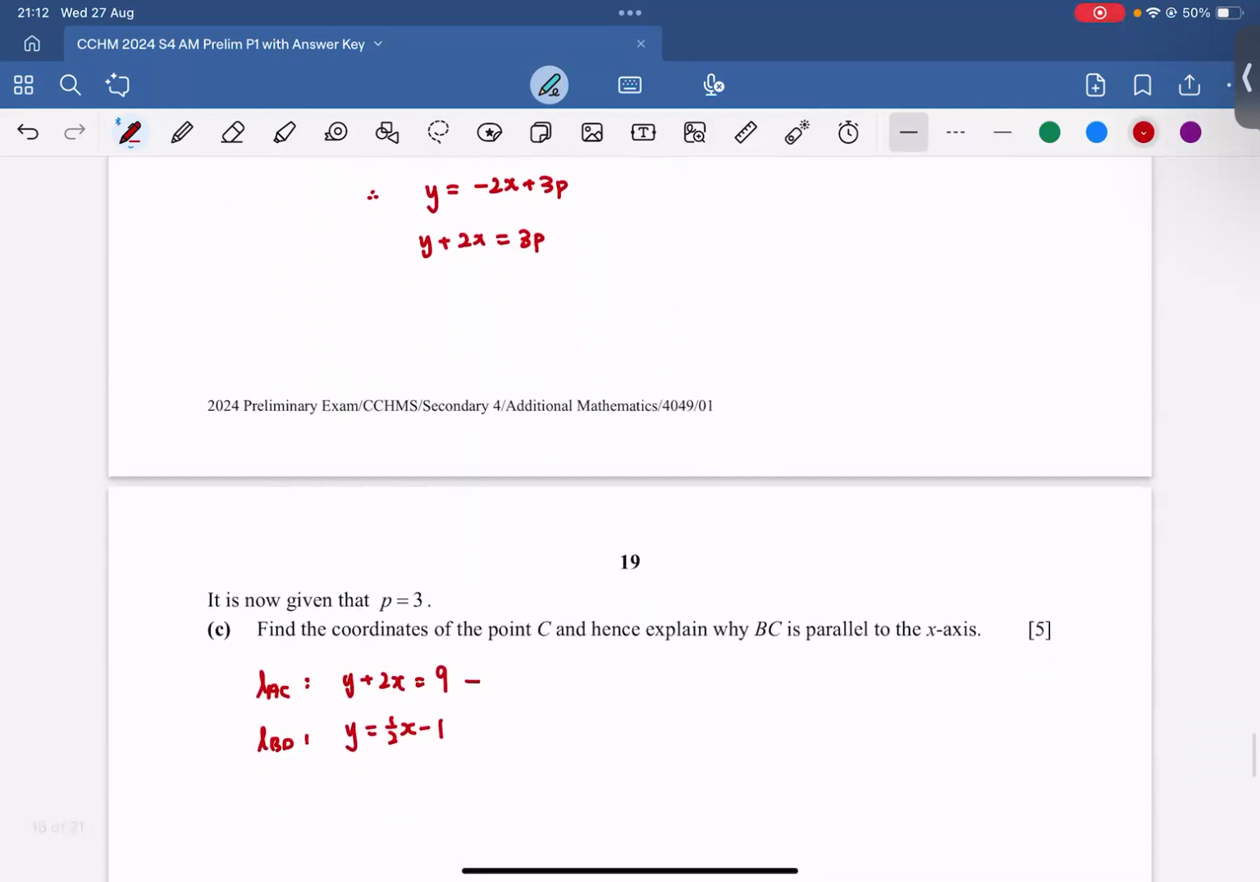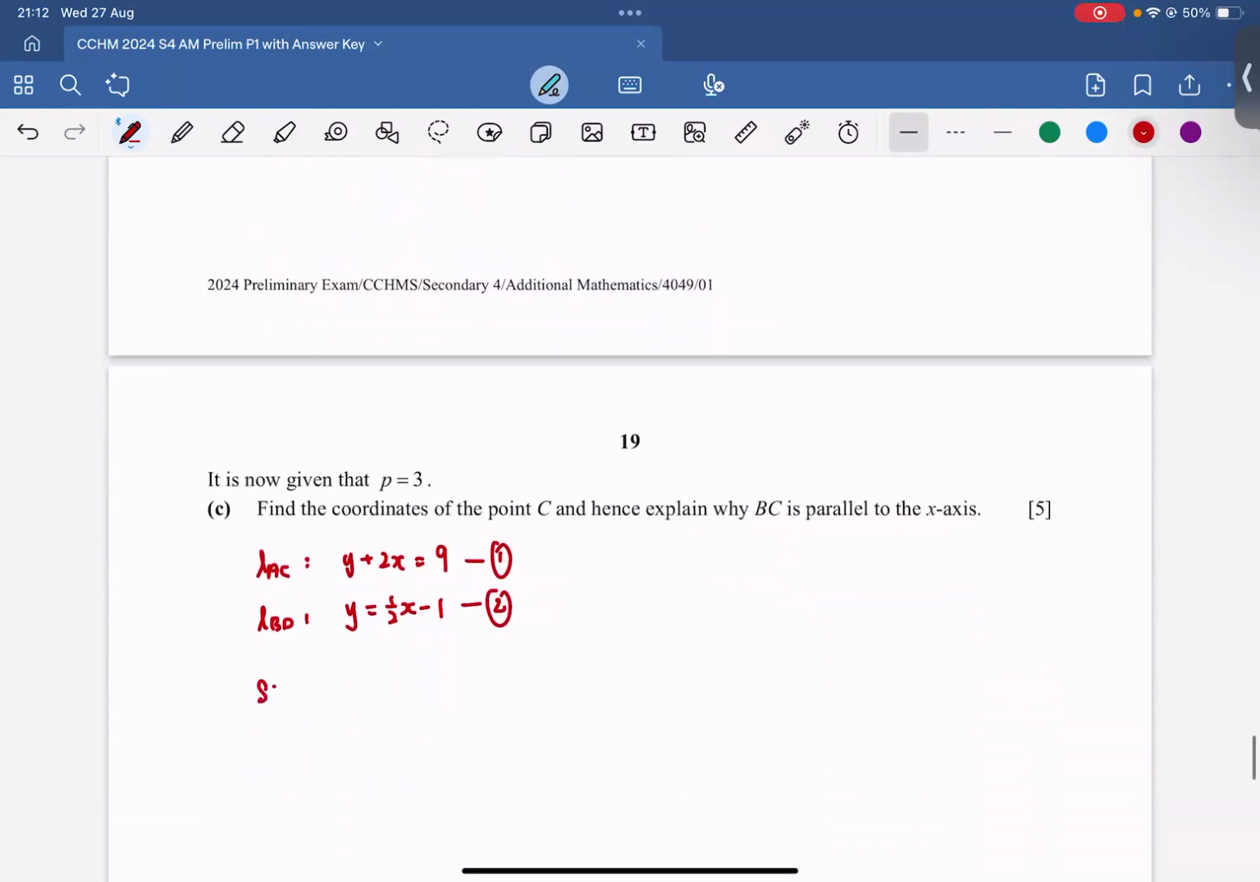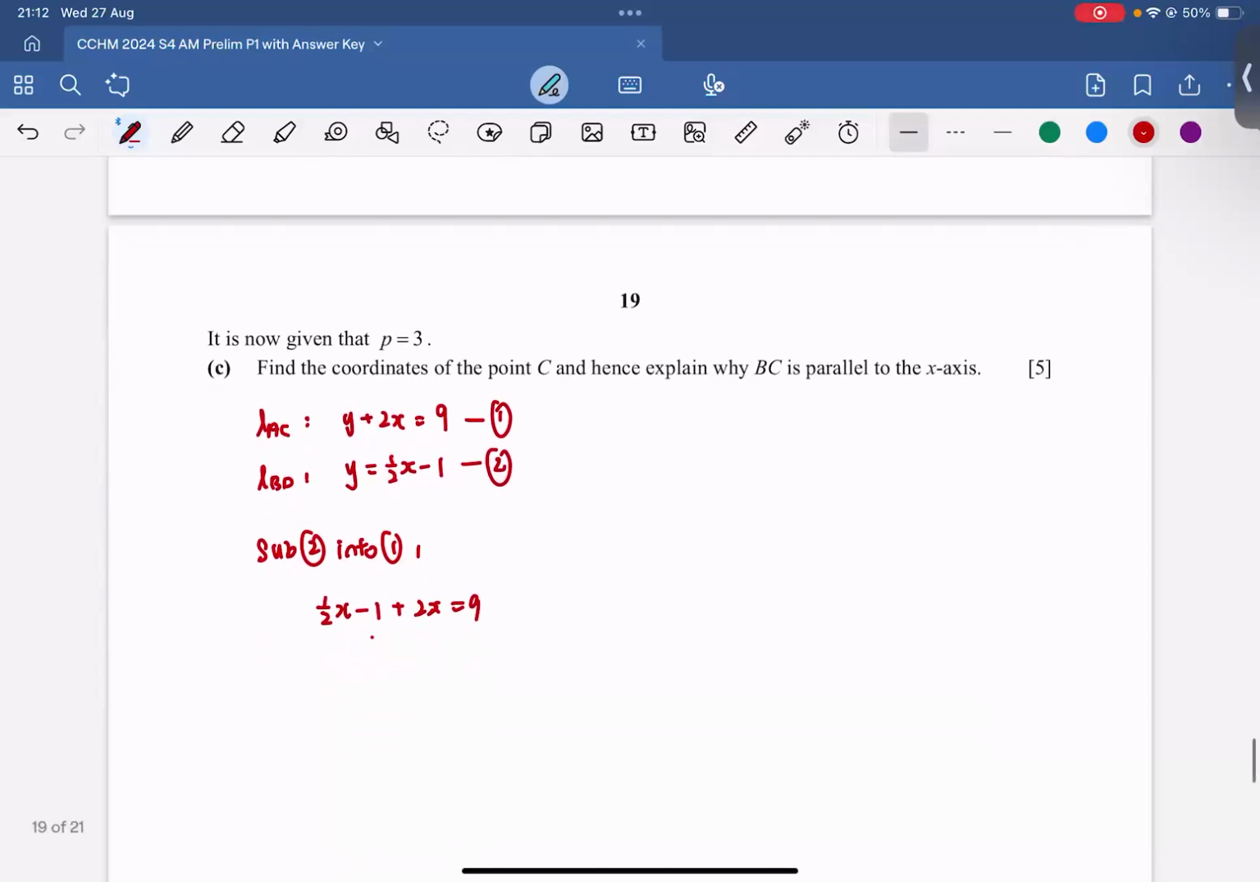So this is equation 1, this is equation 2. So we sub. Half x minus 1 plus 2x equals 9. So 5 over 2 x equals 10. x is equal to 4, and our y will be equal to 1. Therefore, the coordinate of M is 4, 1.